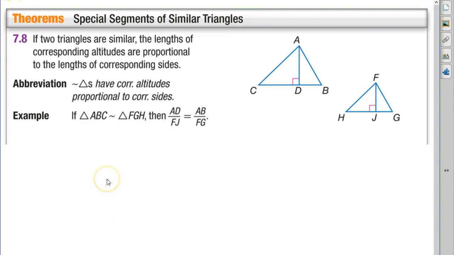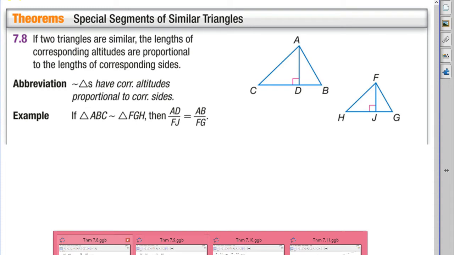So, first theorem 7.8. Again, if you don't have your textbook, just pause it real quick, copy it down, and then go on. If two triangles are similar, the lengths of the corresponding altitudes are proportional to the lengths of the corresponding sides. What that means is this.